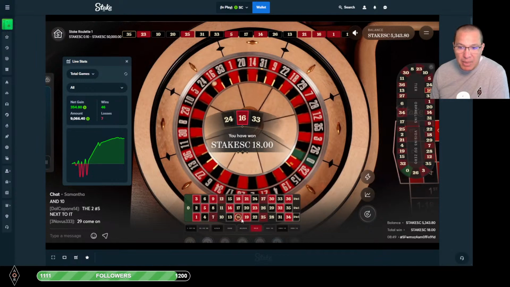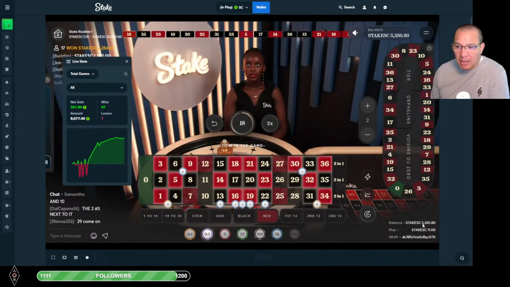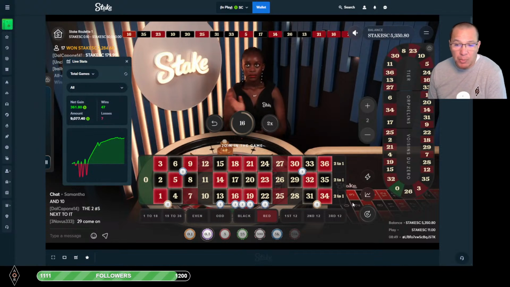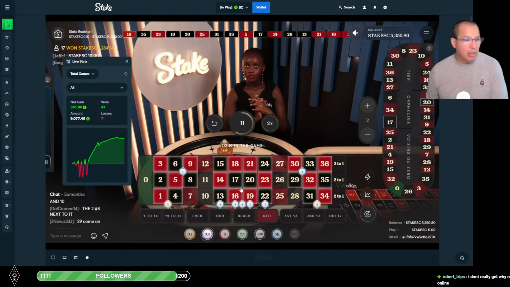Now look at that. That was a bingo. We won $18. Our bet was 11. We won 18. We won $7. So over 50%, 60% profit if you hit in here. You get 60%.